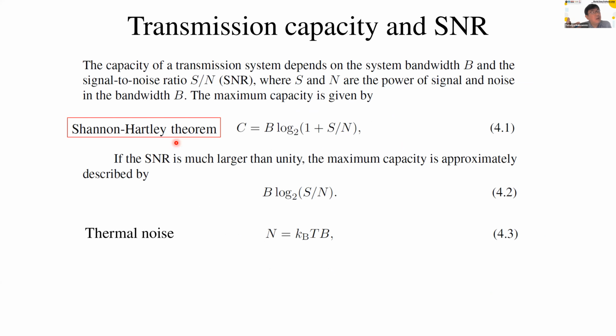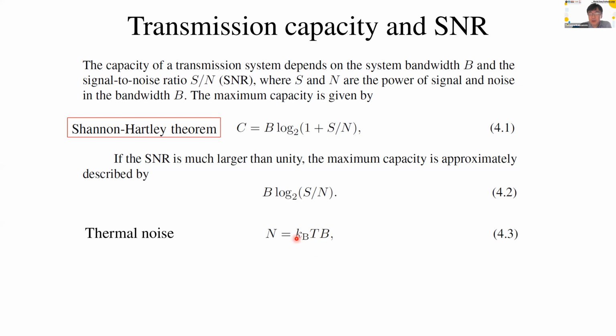In the next lecture, I will explain in more detail about the Shannon-Hartley theorem. But here, I'd like to just remind you of the basic equation. The total transmission capacity can be described by the bandwidth B and the SNR. If the SNR is large enough, in that case, we can describe the capacity just by this simple equation, and the noise can be described by the thermal noise, the bandwidth, and the temperature.